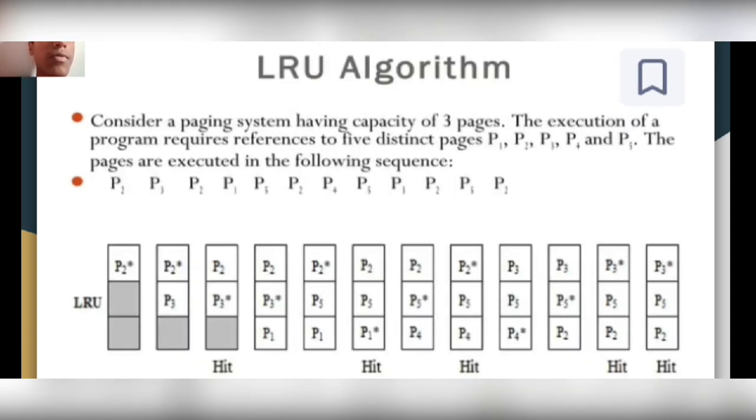LRU algorithm. Consider a paging system having a capacity of 3 pages, where executing a program requires reference to 5 distinct pages. The pages are executed in the following sequence.